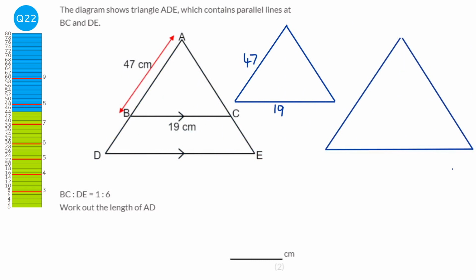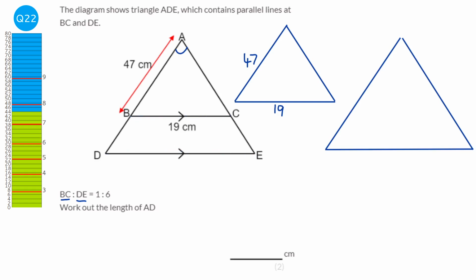Okay, now we know that both of these triangles are similar, and the reason is they share an angle and the lengths at the bottom are parallel, so they will be similar, which means one's an enlargement of the other. And we are given some information in the question that the ratio of BC to DE is 1 to 6. So BC is this length here, and DE is this length here.